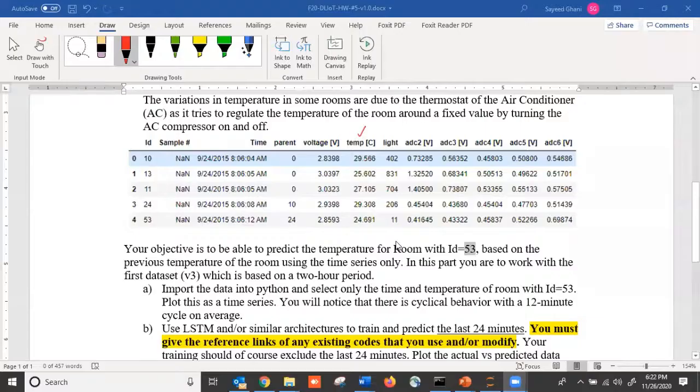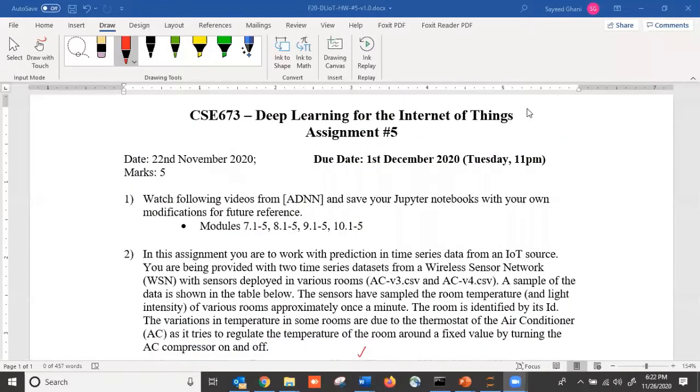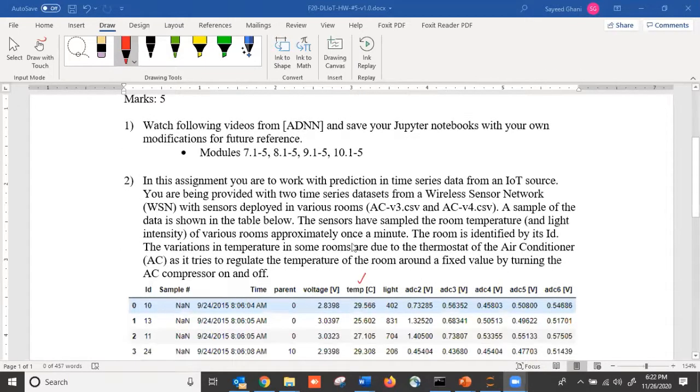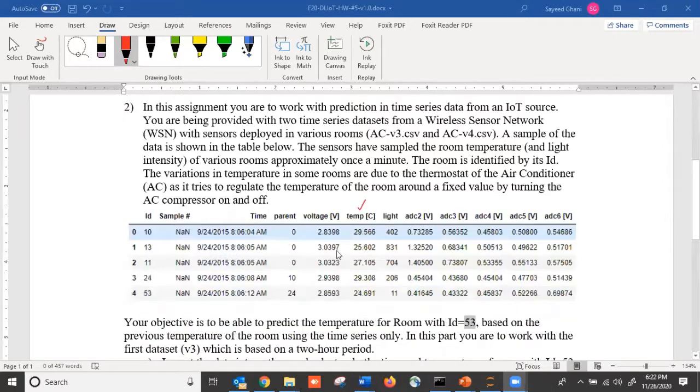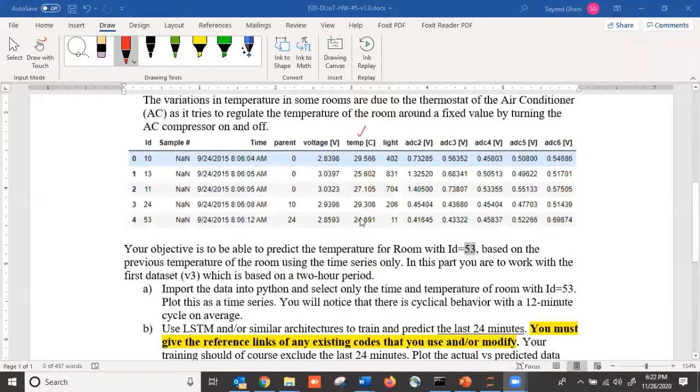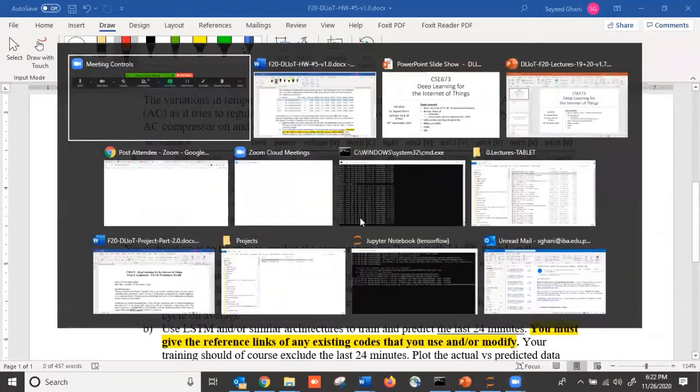Okay, so this was the homework assignment. As you can see, it has a bunch of data that I've shared with you. It has room numbers and it has the temperature. Let me just show you something so that it'll become a little bit easier for you.